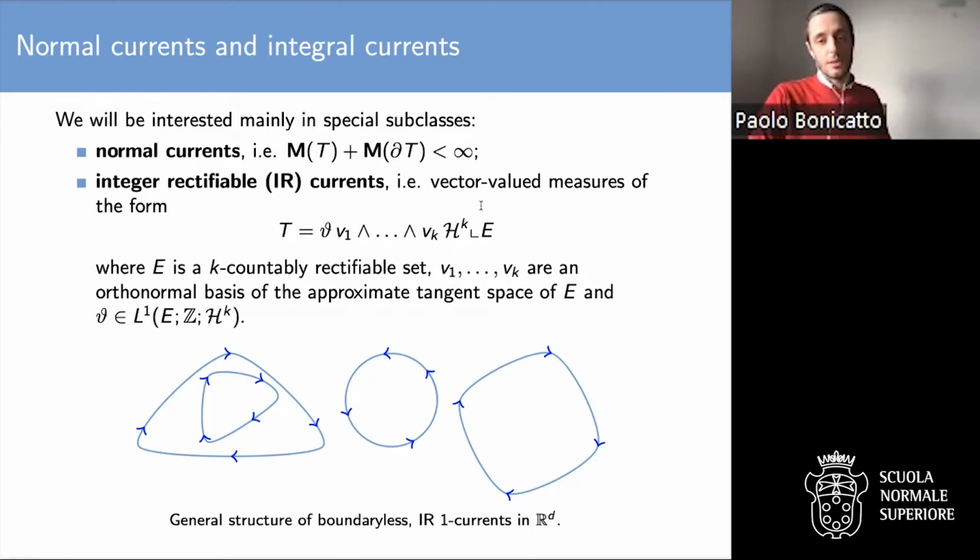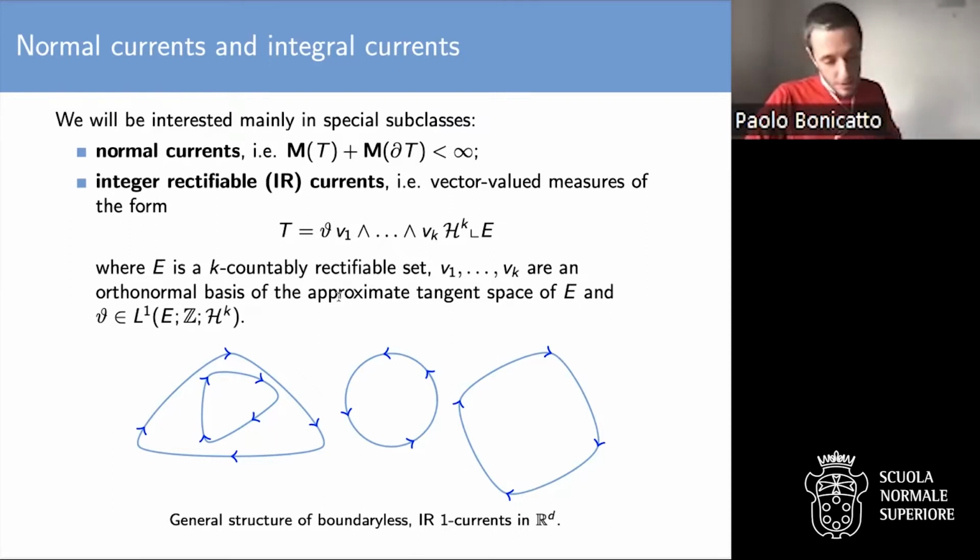So it's a vector valued measure of this form with the Hausdorff k-dimensional measure restricted to some k-rectifiable set. The multivector is given by an orthonormal basis of the approximate tangent space to the rectifiable set. And if you want, we can multiply everything times an integer valued density.